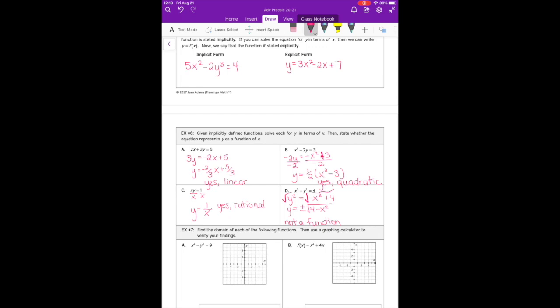And for those of you curious, this is actually a circle here. So x squared plus y squared is actually a circle. Some of you may have been introduced to that in geometry. If not, there will be a mini little lesson on that later.